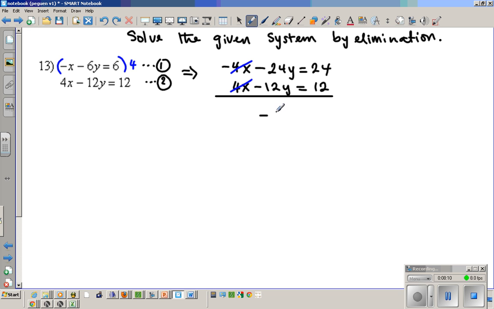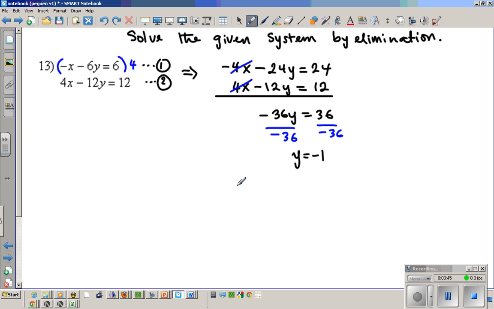negative 36y equals 36. Okay? To get y by itself, divide both sides by negative 36. And then you're going to have y equals negative 1. That's your y coordinate. Now to get your x, you're going to plug your answer into any of the equations. The easiest one to solve is the one with the positive x coefficient. So I'm going to plug it into the second one.